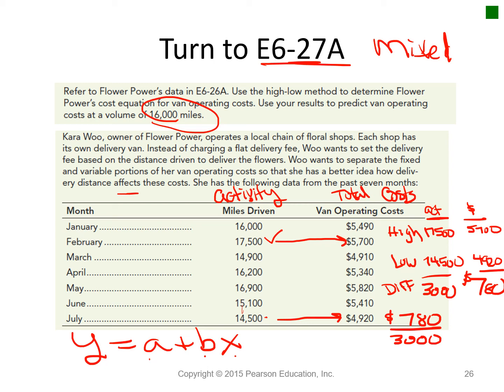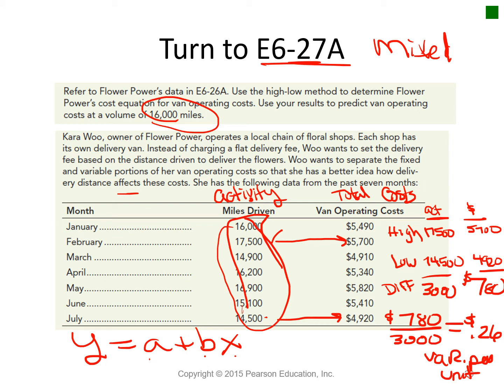I'll say this again because students often get this wrong. You always take the dollar amount divided by the change in activity, and in this case you're going to get right at about 26 cents. That 26 cents is going to be your variable cost per unit. That's going to be constant over this whole range of activity. That's not going to change. Once you figure that part out, I typically call that my step one.